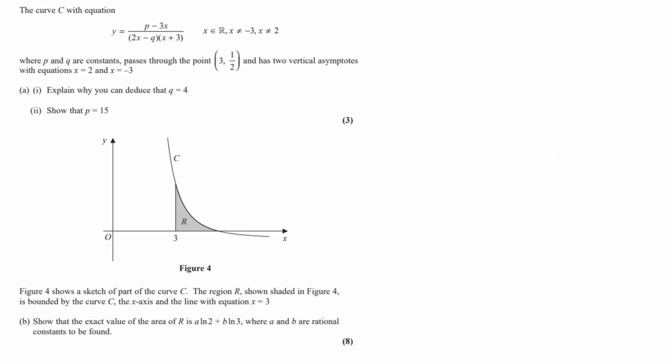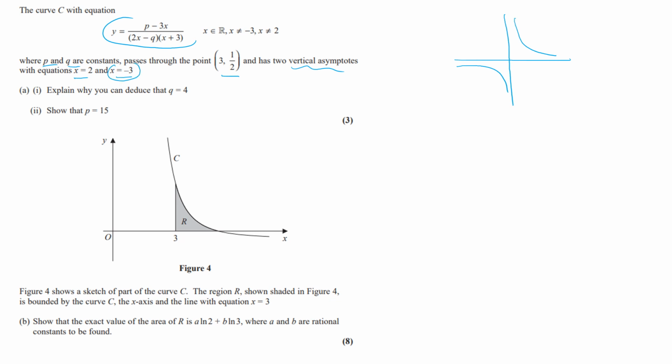Next, we've got a partial fractions and integration question. We've got this equation here where p and q are constants. It passes through (3, 0.5), with two vertical asymptotes at x equals 2 and x equals -3. Now, where do the vertical asymptotes occur? When you've got a reciprocal type of graph, the vertical asymptotes are where the denominator equals 0.